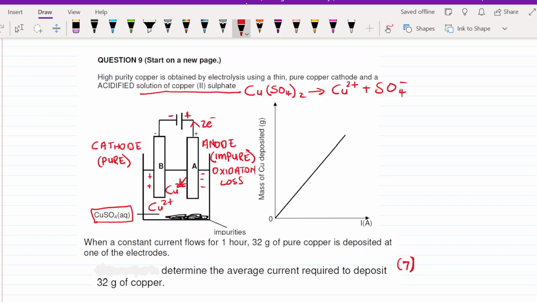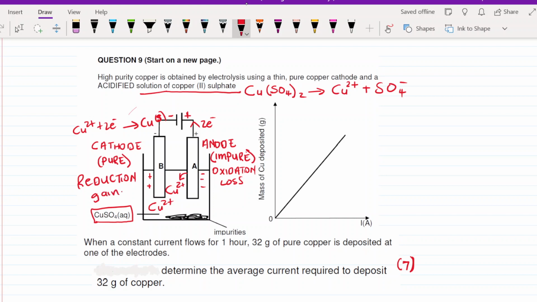That will be reduced on the cathode. So the cathode is going to receive those electrons and becomes pure copper in a solid form. So that's how purification of copper, or refining of copper, takes place. This side we know it's a reduction. So that side is reduction, the other side is oxidation. This side is a gain of electrons.